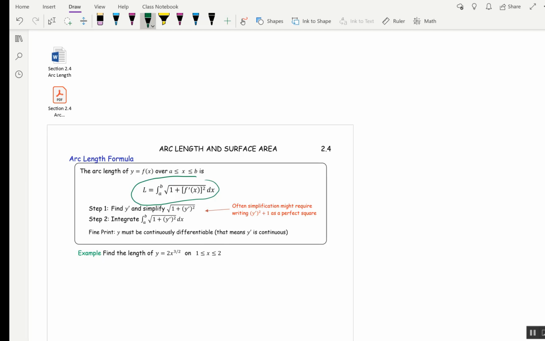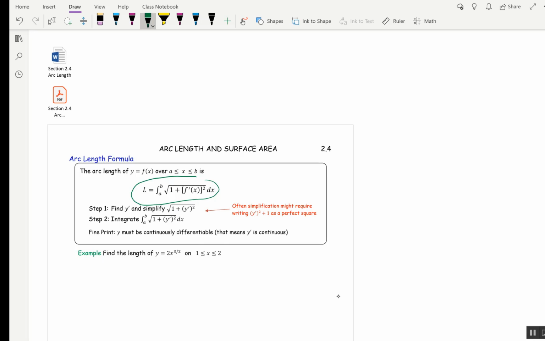The steps are, well, the integrand is a little bit long to find, the square root of 1 plus f prime of x squared. So sometimes it's easier to do it in steps. So I just broke it down into two steps. One, find y prime and simplify that expression that you have to integrate. Two, then integrate it. So let's look at an example.